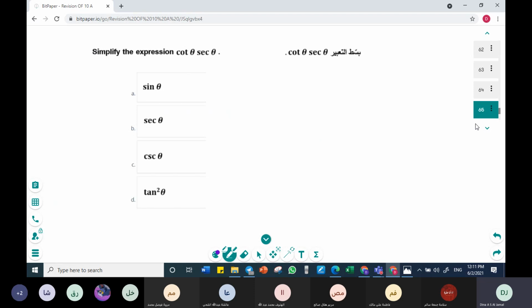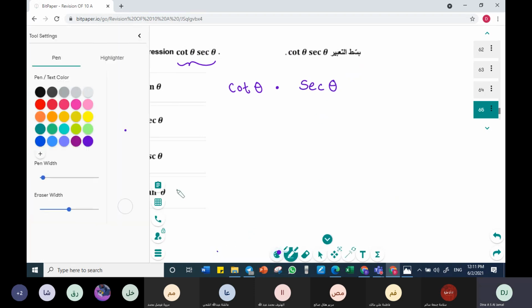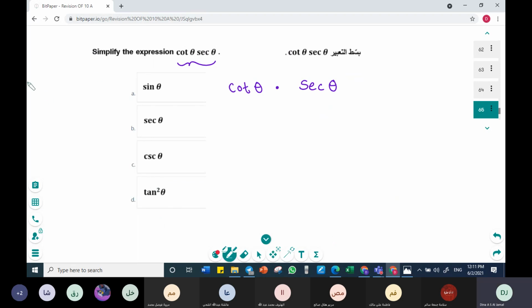Simplify the expression cotan theta sec theta. Now, let me ask you, cotan theta, how can I simplify it? Yalla, let's analyze it here. How can I simplify the cot? Cosine over sine. Excellent. Cosine theta over sine theta. And sec theta is reciprocal of which function? 1 over cosine. Excellent. So the reciprocal of cosine theta.